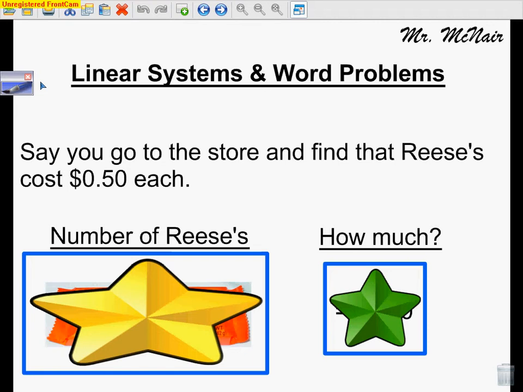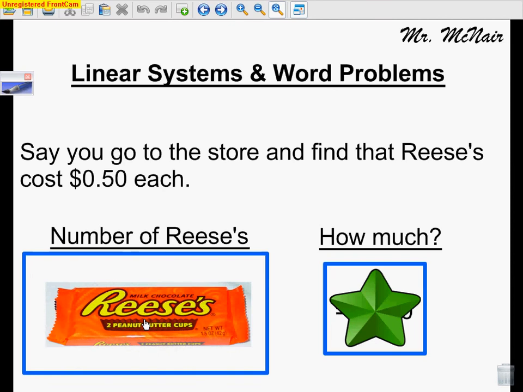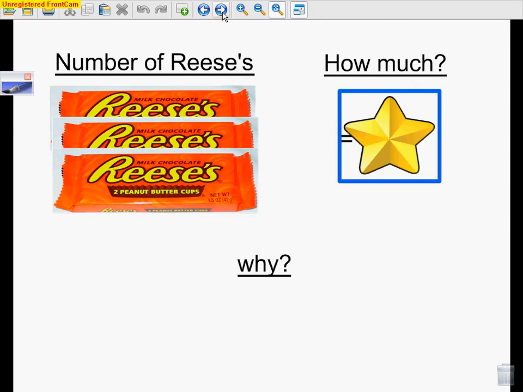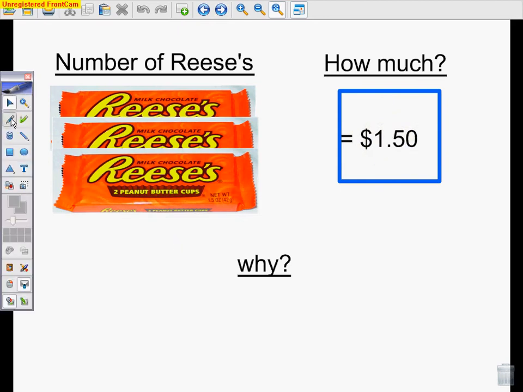Now, say you go to the store and find that Reese's cost 50 cents each. If you buy one pack of Reese's, how much would that cost you? Yeah, 50 cents. Now, let's change it up a little bit. Let's say instead of buying just one pack, you buy 3 packs. How much would that cost you? $1.50. Good. Now, how do we find that out?